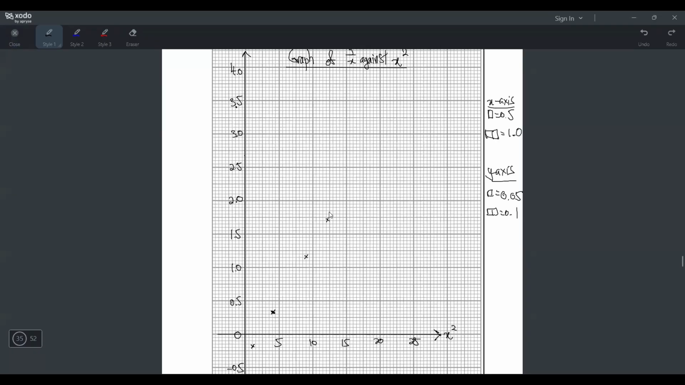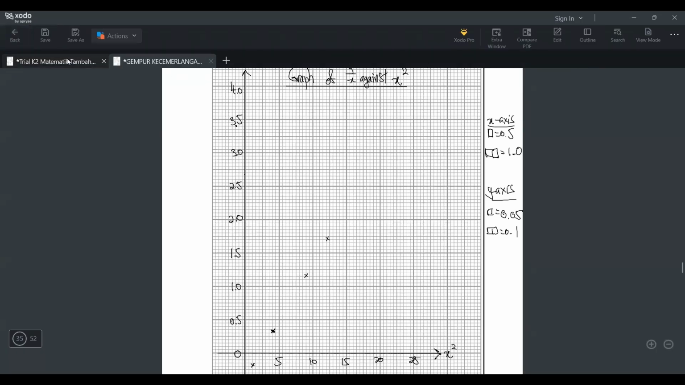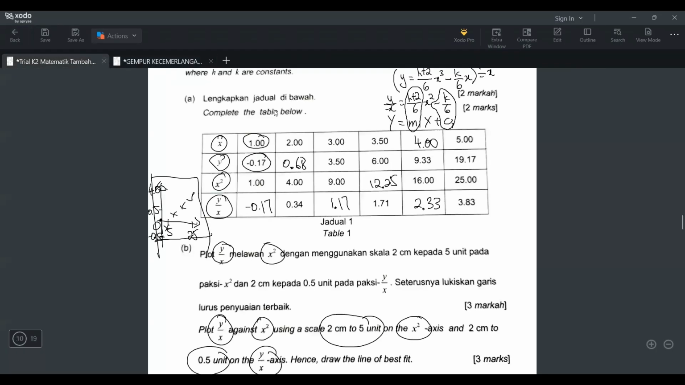9, 1.8, 1.7. Yeah, correct lah. Okay, so done. Now let's do the next point.